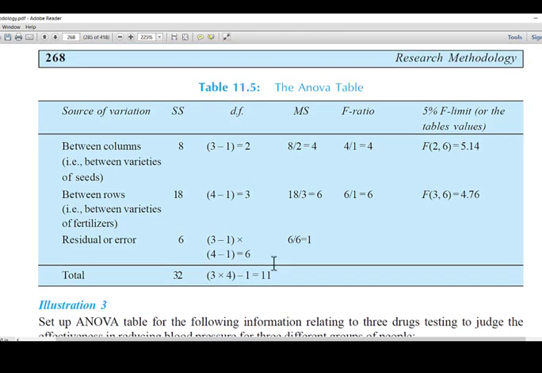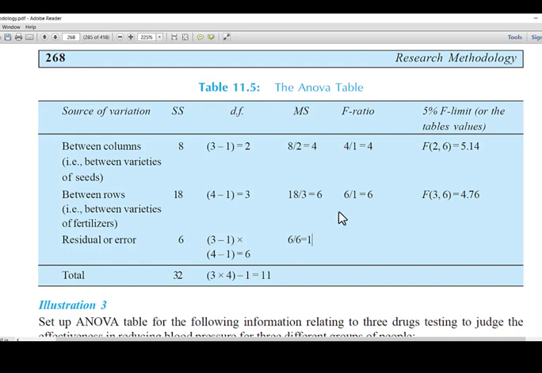Now coming to this MS value. This MS value is this SS by this degrees of freedom. So 8 by 2, 4. Here 18 by 3, 6. And here this 6 by this 6, that is 1. MS values are calculated.